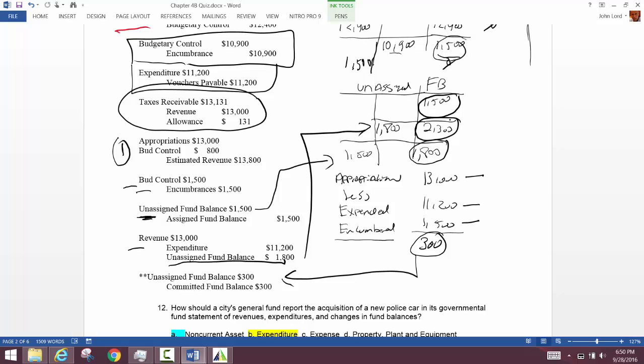So we had the 1,500 now left that they told us was unassigned at the beginning of the year in the fund balance, right? If we did this.